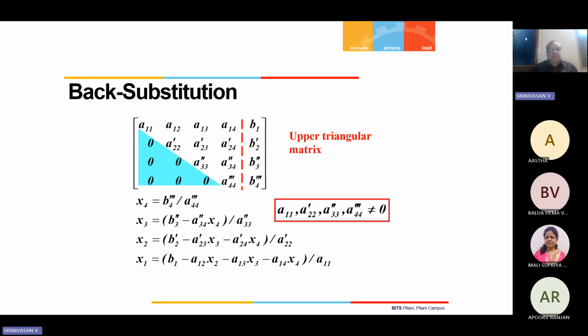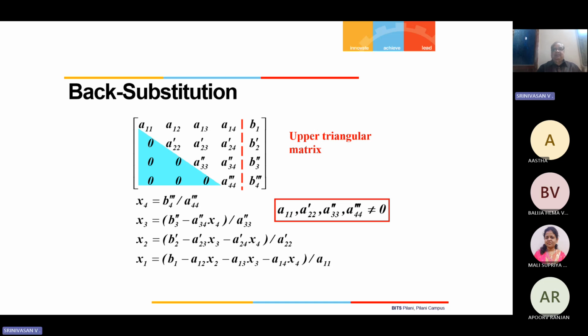So what is back substitution? Elimination is done, Gauss elimination. As I already mentioned, A44 triple dash into X4 equals B4 triple dash, and A33 double dash into X3 plus A34 double dash into X4 equals B3 double dash, and so on. This is what we mean by back substitution. So what is X4? It is B4 triple dash divided by A44 triple dash, straight.